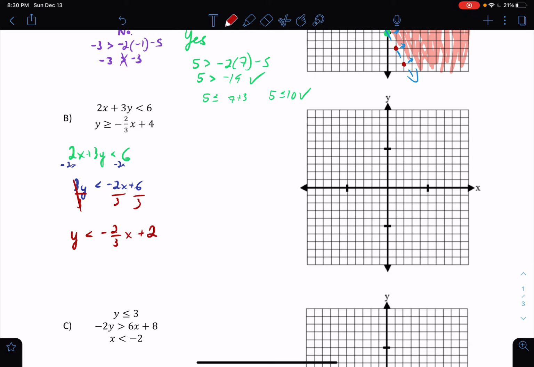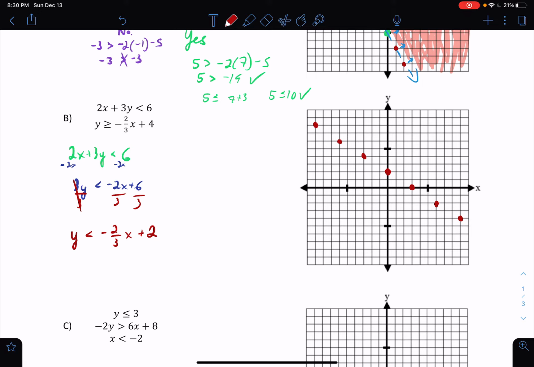All right, so now that it's in slope-intercept form, I can start at my y-intercept of 2, and then I can apply the slope. I can go down 2 to the right 3, down 2 to the right 3, or I can go up 2 to the left 3, up 2 to the left 3. So now I got those points.